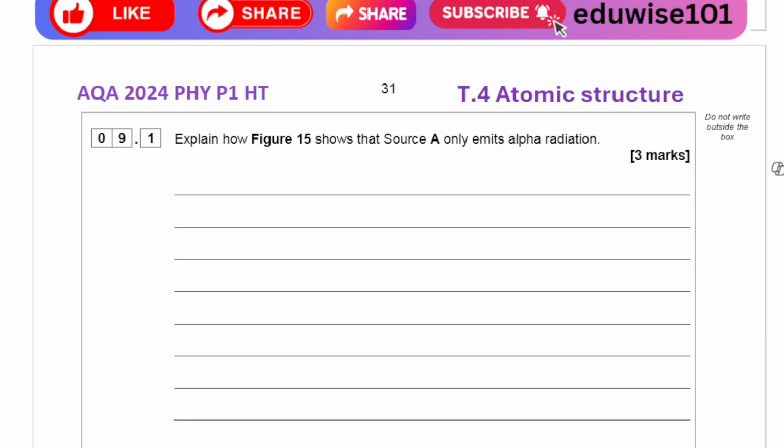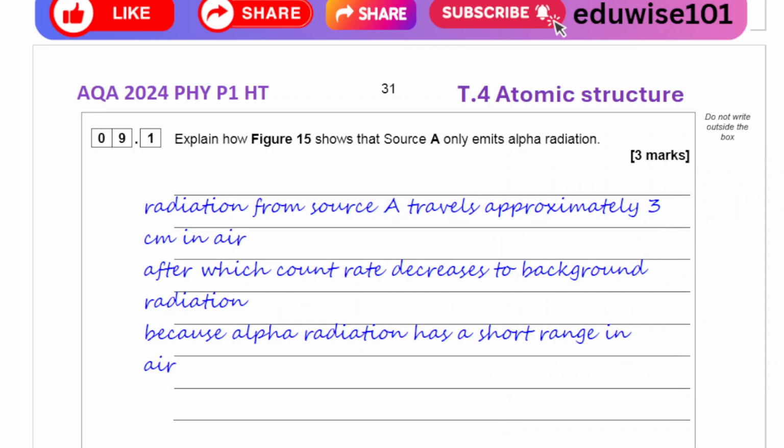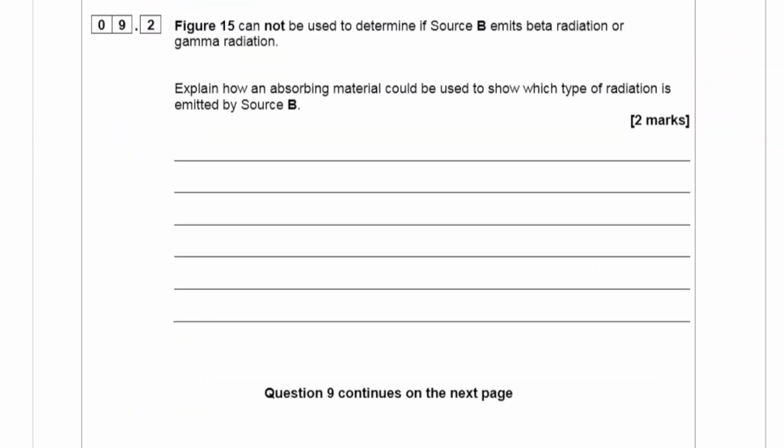So, answer. Radiation from source A travels approximately 3 centimeters in air, after which the count rate decreases to background radiation because alpha radiation has a short range in air. Figure 15 cannot be used to determine if source B emits beta radiation or gamma radiation.